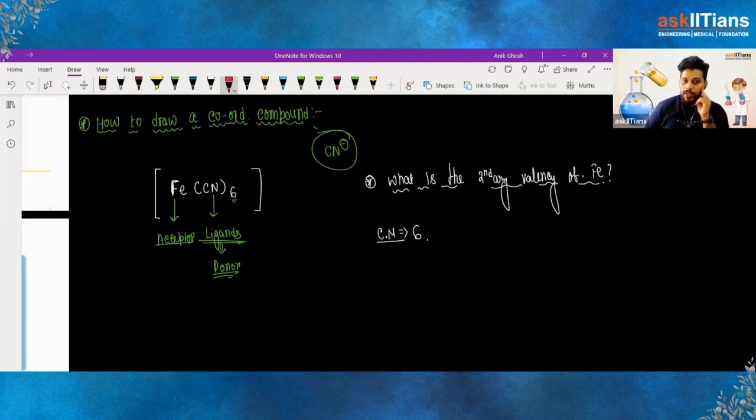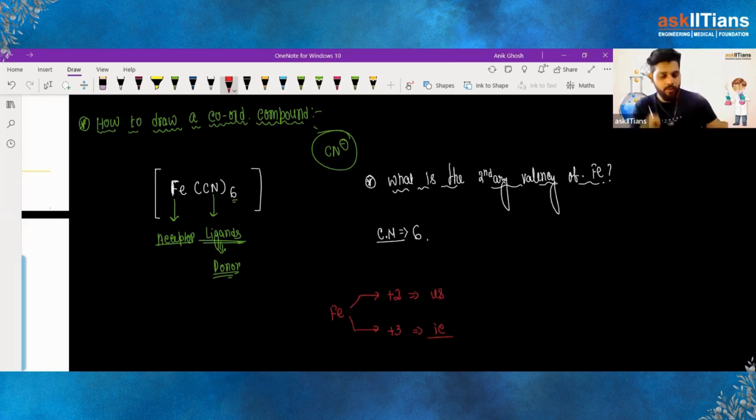Okay. Now, guys, we know that iron can have 2 types of valence. One is +2 and the other one is +3. When it is in +2, we call it ferrous. When it is in +3, we call it ferric. It can have 2 valence.